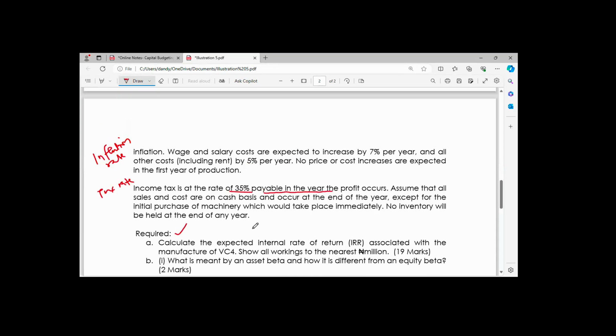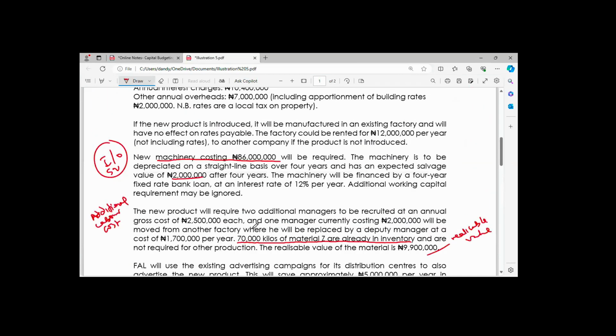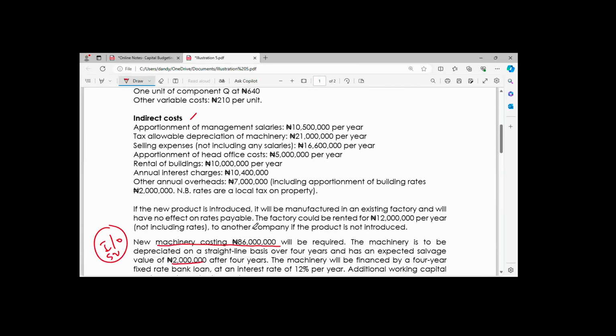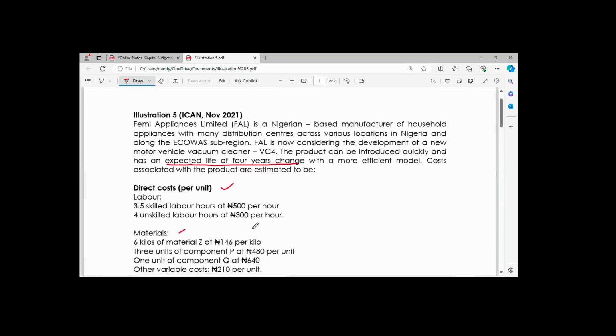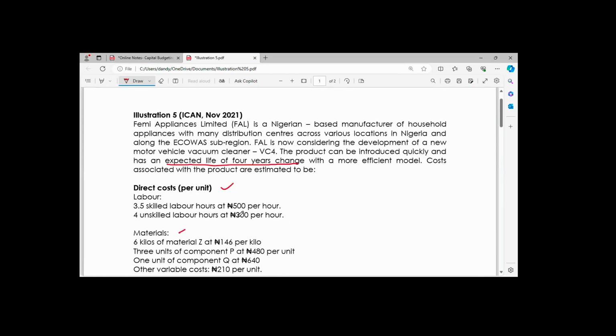Examiner wants us to calculate internal rate of return. What are we supposed to do? Now, pay attention, please. When you are faced with this kind of a question on the day of your exam, please don't make it your first attempt. If you make it your first attempt, you are going to be destabilized.